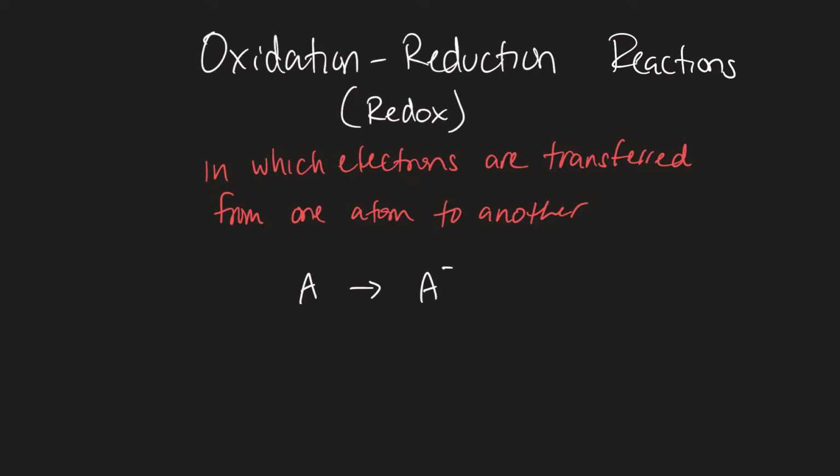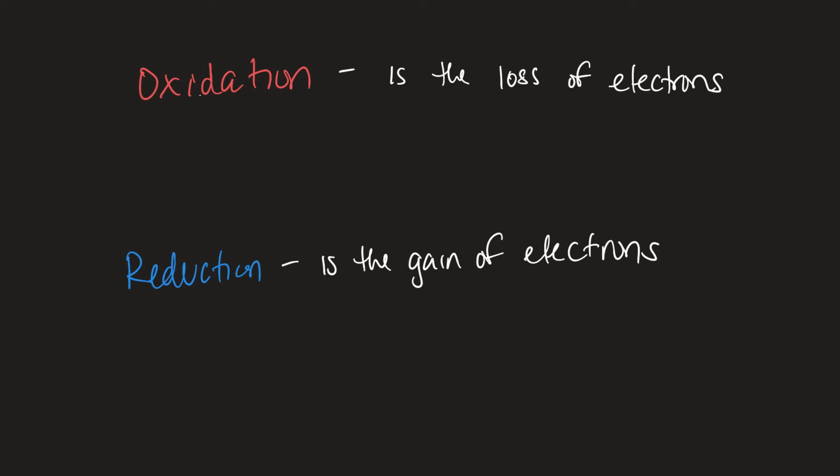You have the oxidation, and then we have the reduction. Let's talk about each of these in a little bit more detail. So oxidation is the loss of electrons. It's when something is losing some amount of electrons. It doesn't really matter the number, but it lost electrons.